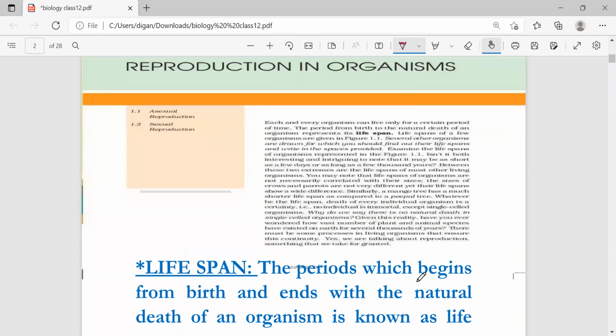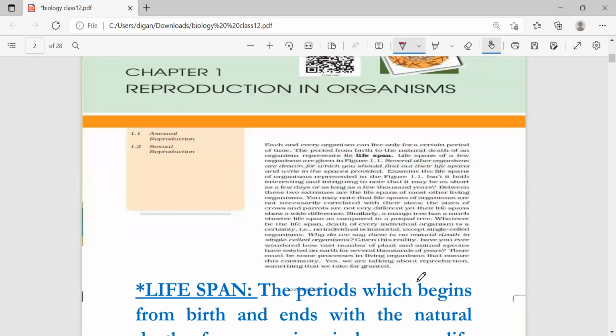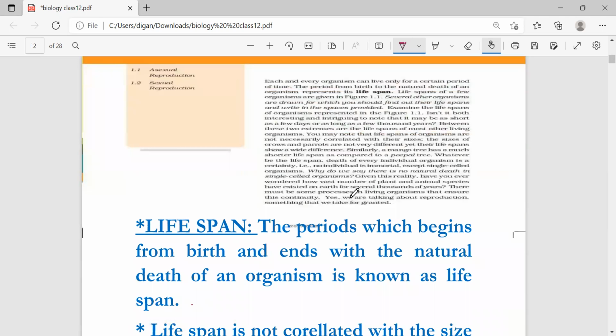The first chapter of your book is reproduction in organisms. So this is the first page of your chapter. On this page, just the definition of lifespan and some important points are given. So here I am writing the important points from this paragraph.